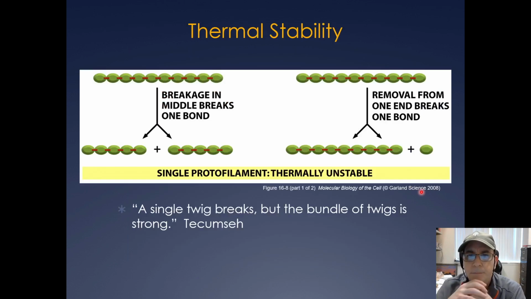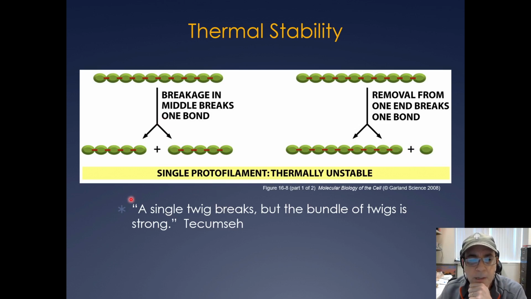Now, the cytoskeleton also has some very important properties, and some of it has to do with thermal stability. If you just had a single row of individual subunits connected together, it's not very strong, and they're thermally unstable, and they can easily break apart, and that would be unfavorable for the cell. Plus, you can have removal on one of the ends, and so it turns out that the cytoskeletons are oftentimes bundled together.